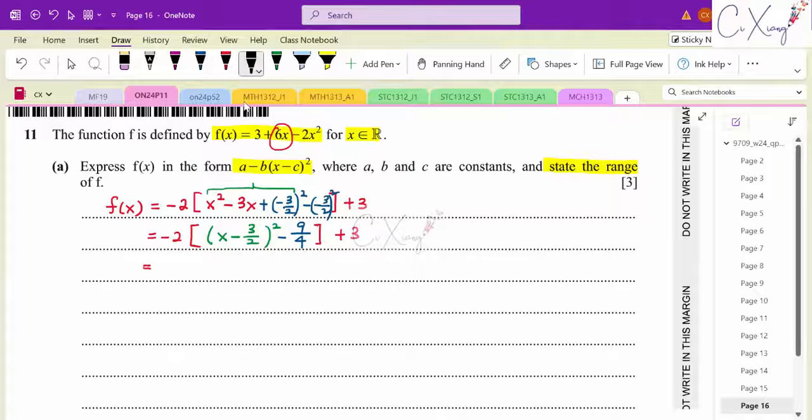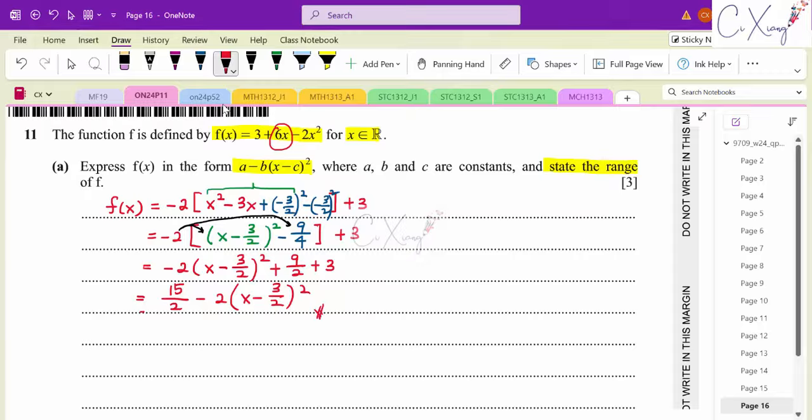Okay, then plus 3. The plus 3 is outside the bracket. Then next one, you try to multiply negative 2 into the bracket and also to the second term, and you should be having this. Then further simplify it, you'll be having 15/2 minus 2(x - 3/2) squared. Okay, so this is how we complete the square for this particular function.